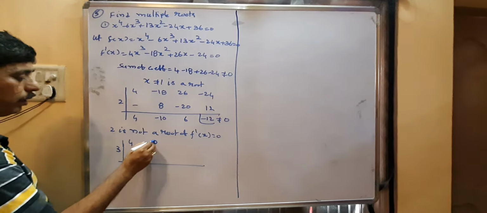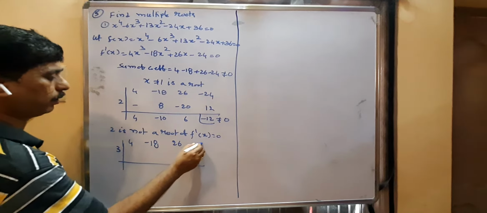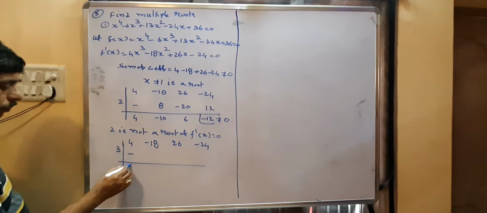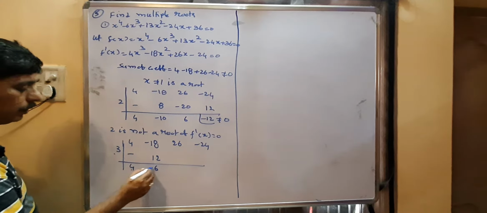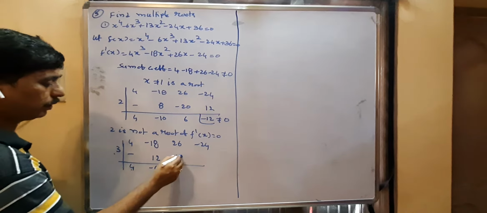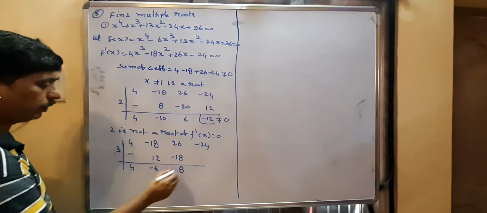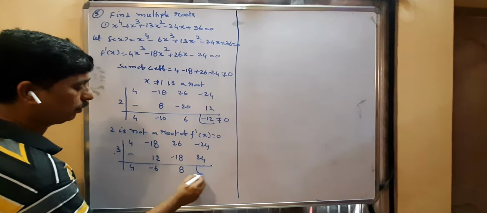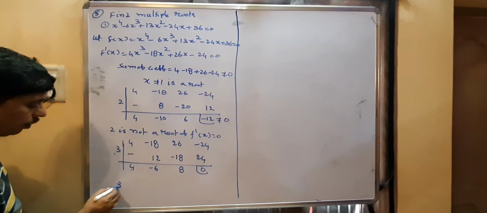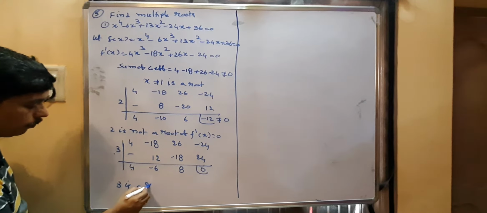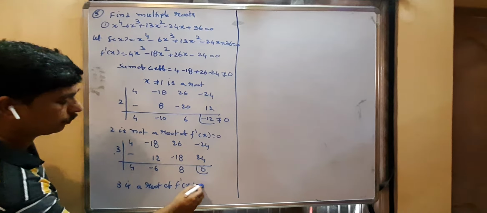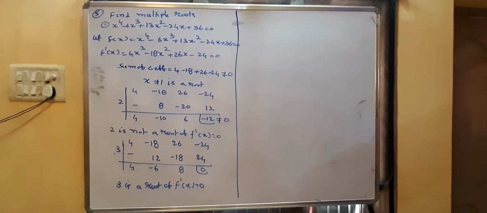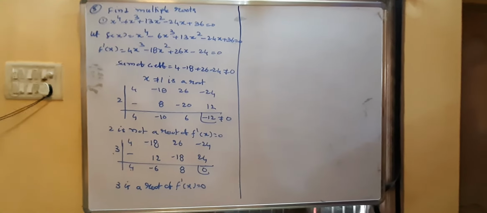This method is called the trial and error method. 3 4s are 12, minus 18 plus 12 is minus 6, 3 6s are minus 18, 8 we get, 3 8s are 24. The remainder is 0. That means 3 is a root of f'(x) = 0. If this 3 is the root of f(x), then 3 is a multiple root of order 2.